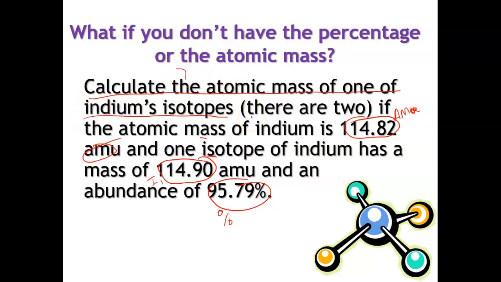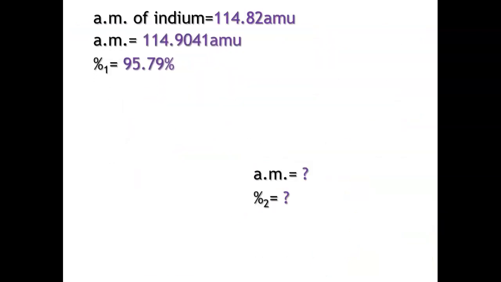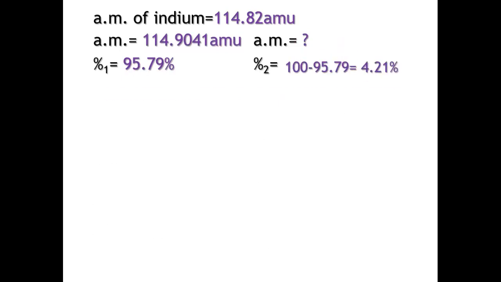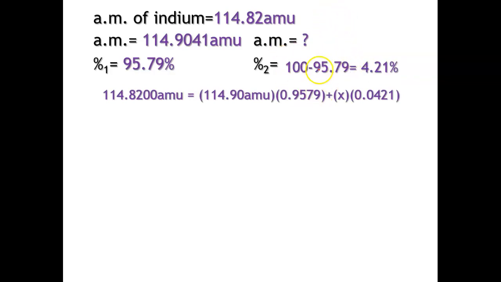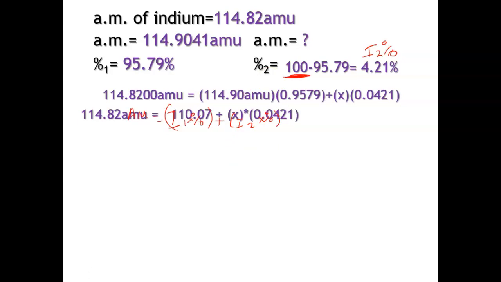There's my question. So I'm going to substitute in and try to solve. Here's what's given. One of the things I know I can do is, for isotope number 2, if I have 95.79%, the total has to equal 100%. So how do I find the percent of number 2? I can take 100 minus 95.79 and I get the second percent. So this is isotope number 2's percent. Now I can write my equation: atomic mass equals isotope number 1 times its percent plus isotope number 2 times its percent.